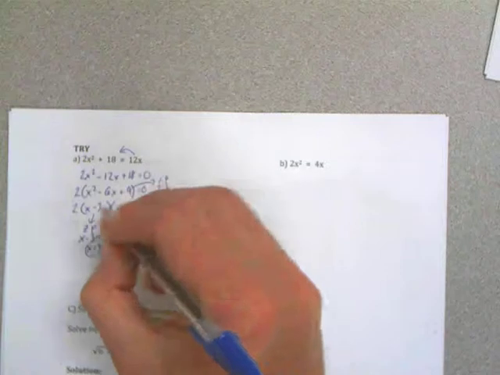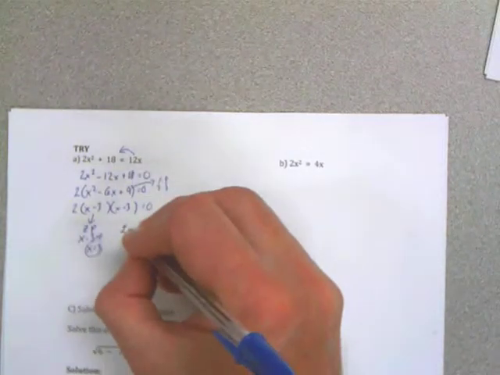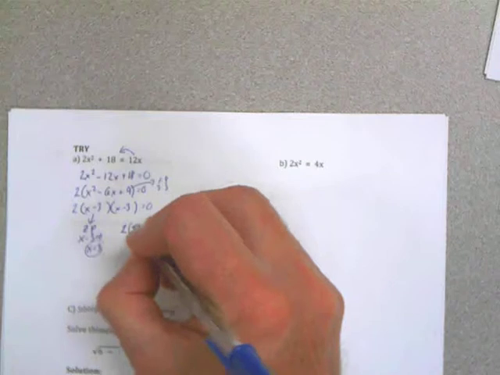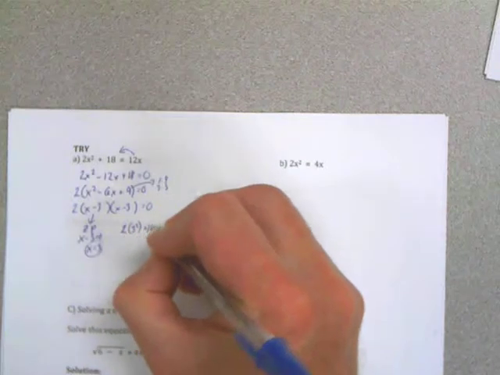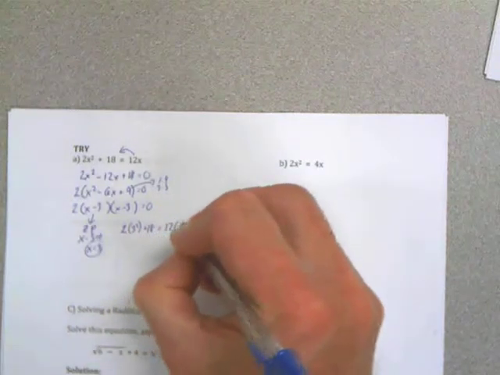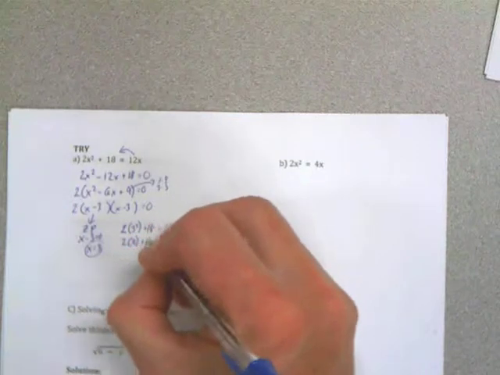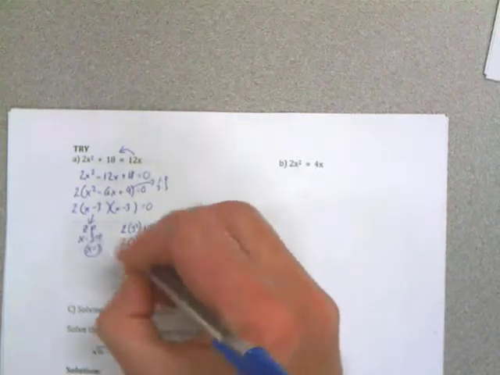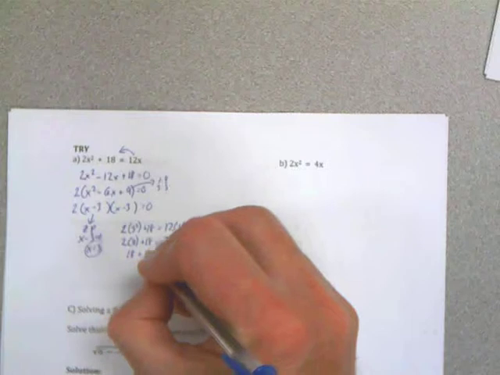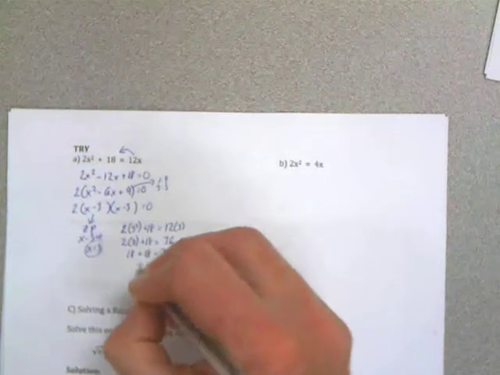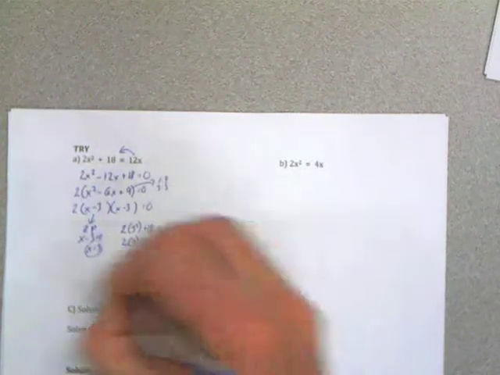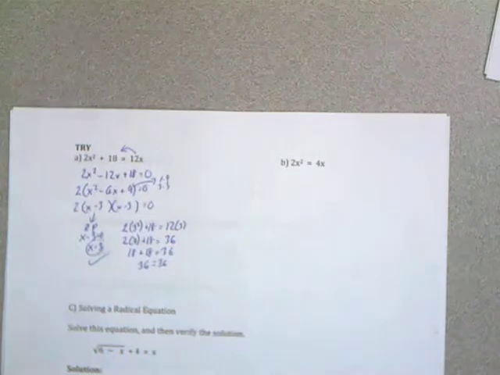Only have to do it once because these are the same. I then plug the number into the equation. So 2 times 3 squared plus 18 is equal to 12 times 3. 3 times 3 is 9, plus 18 is equal to 36. 2 times 9 is 18 plus 18 is equal to 36. 36 is equal to 36. So x is equal to 3 is the right answer.